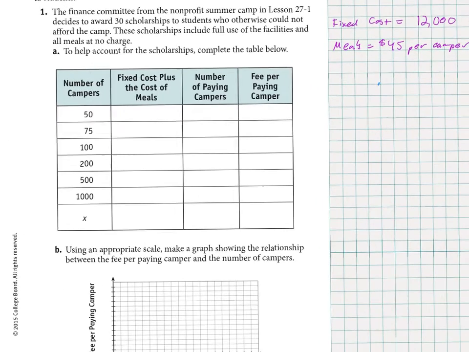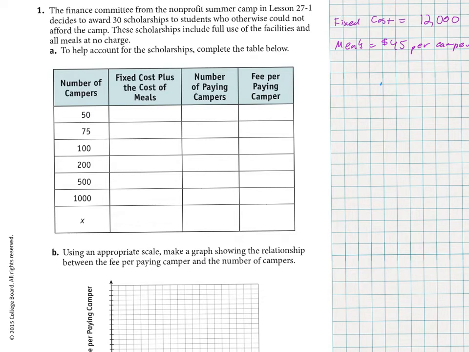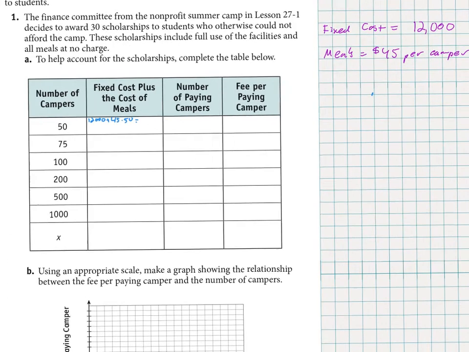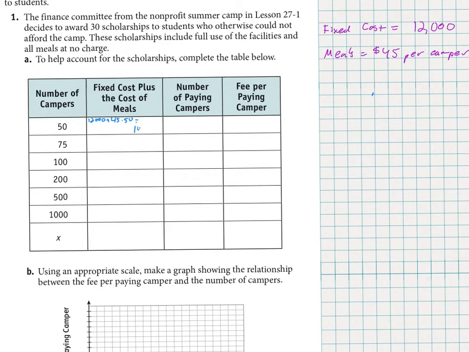So the fixed cost plus the cost of meals here, that would of course be $12,000 plus 45 times 50, and so I'm going to go ahead and pause. And that comes out to $14,250 for the fixed cost plus meals.